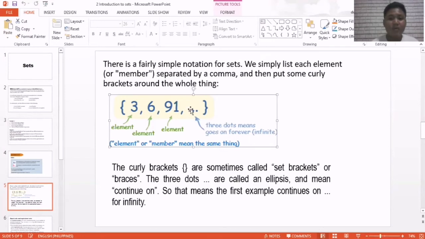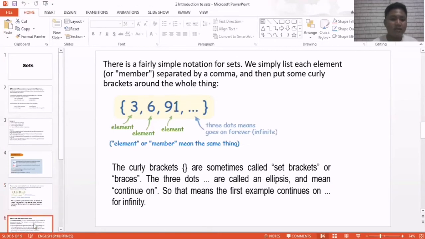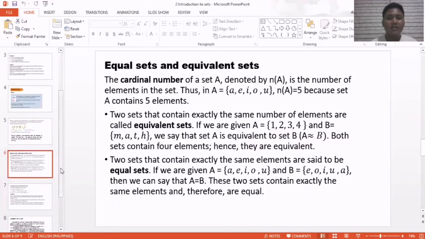Finite set siya pag walang ellipsis. For example, 3, 6, 91, that is a finite set. So next, we have the equal sets and equivalent sets.